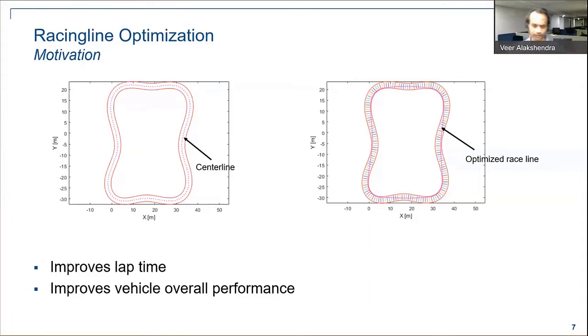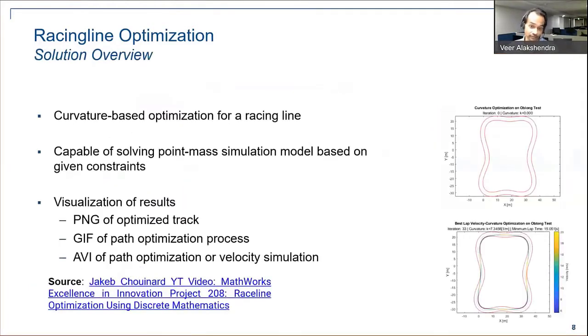So just as a simple problem statement: we have a given track of a given width, and we need to find the optimized path. We shared this project as one of our recent programs, the MathWorks Excellence in Innovation Program, where Jacob from University of Waterloo submitted the solution. We'll talk about this program later, but what he did was use the minimum curvature approach.